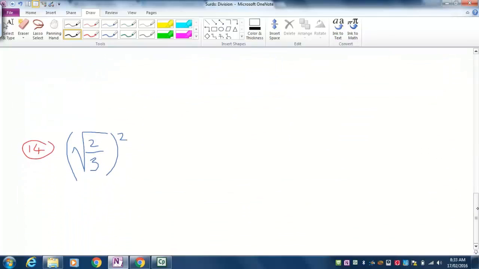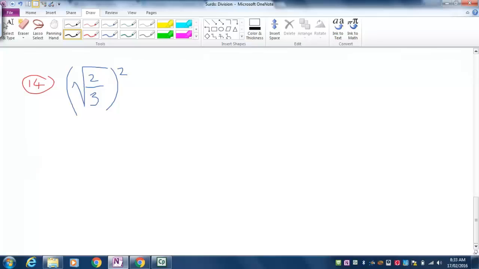Question 14. Most of you I think will find this is simpler than it looks. When we have a surd squared, we cancel the radical with the squared and we're just left with what's under the radical sign. So that's the quick way to do it. If you don't understand the steps in that, feel free to ask me and I can explain that.